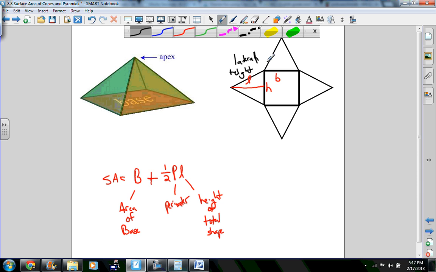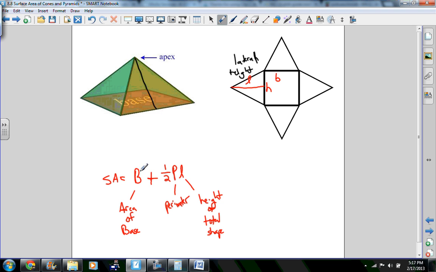The only change is that this height from here down to the bottom, not height of the entire figure straight up, this is what we call the lateral height. If you called it height of the figure, fine, I'm not going to kill you for that. But because we use base and height in rectangles, we can't use another H, so we use an L.